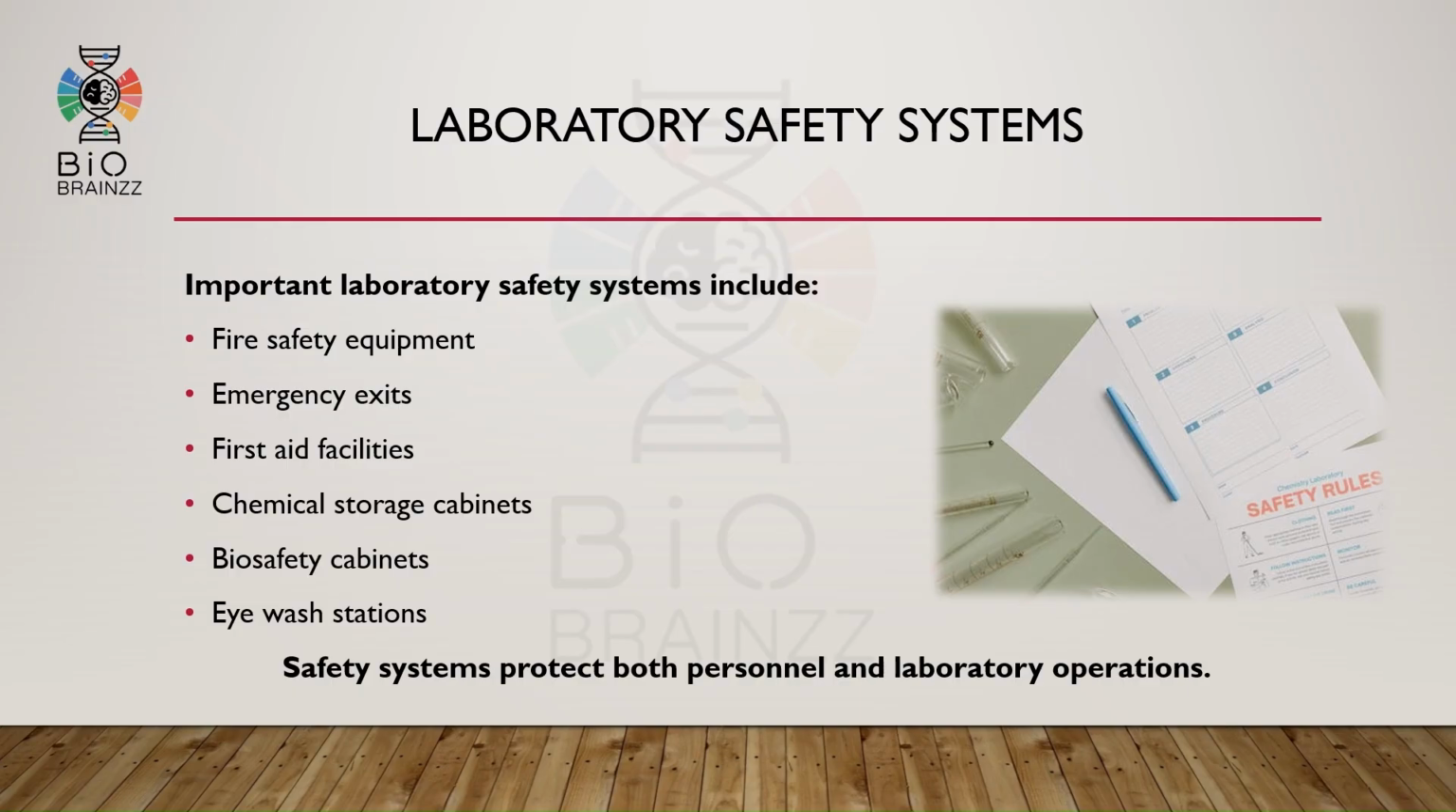Safety systems are essential in every laboratory. Laboratories work with chemicals, biological materials, and hazardous substances, so proper safety arrangements are necessary. Important safety systems include fire safety equipment, emergency exits, first aid systems, biosafety cabinets, chemical storage units, and eye wash stations. These systems protect both laboratory personnel and laboratory operations.